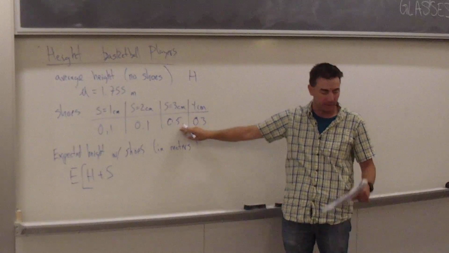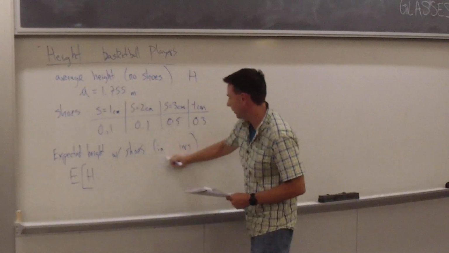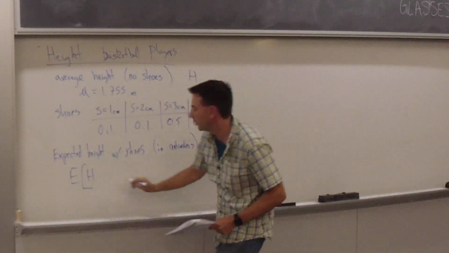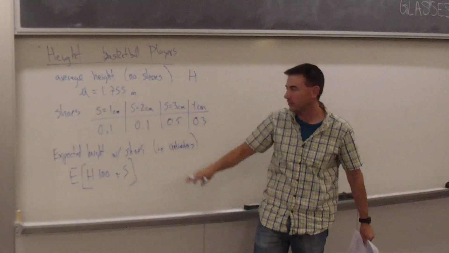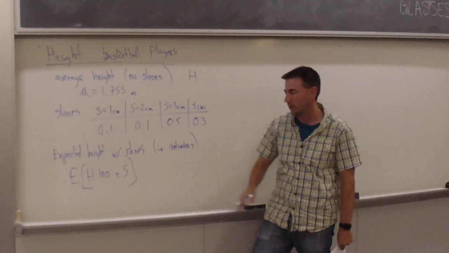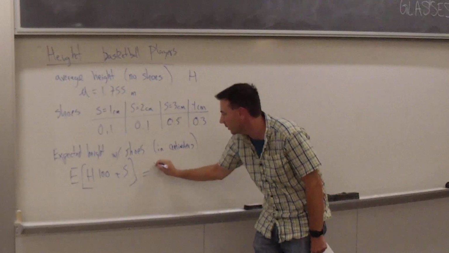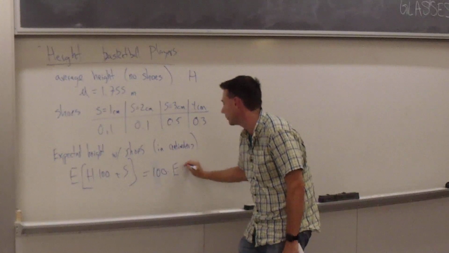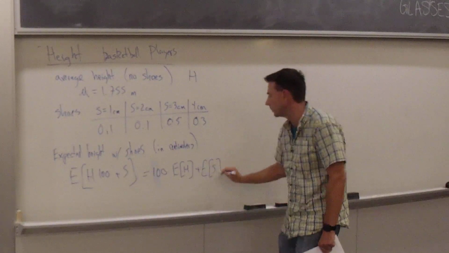So I want the height in centimeters. This is the raw height times 100 plus the height of the shoes. The shoes are measured in centimeters right here, which is good, but the raw height was measured in meters, so I need to translate it to centimeters. So I need to multiply this by 100. Okay, so by linearity of expectation, I can write this as 100 times the expected raw height plus the expected height of the shoes.